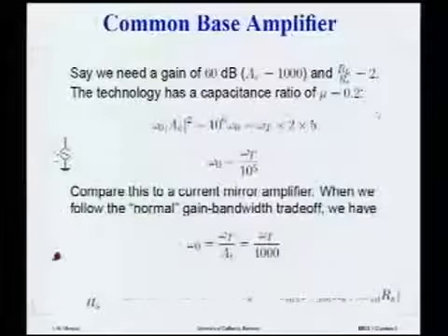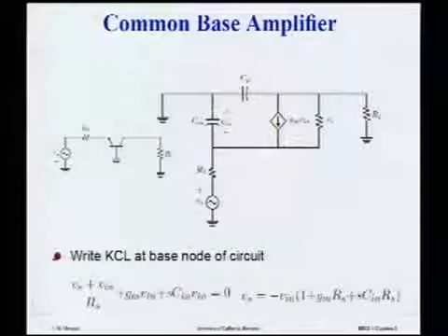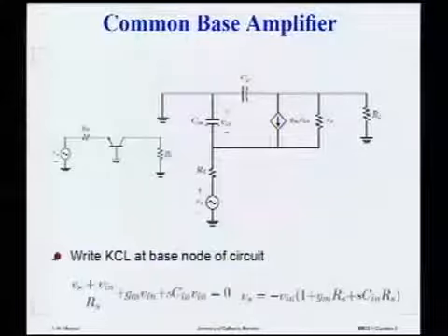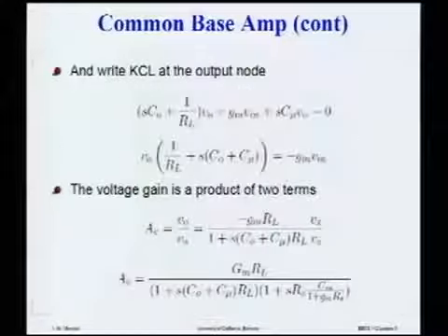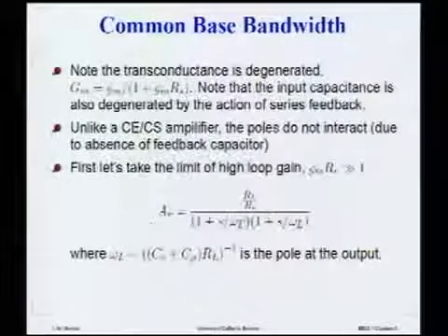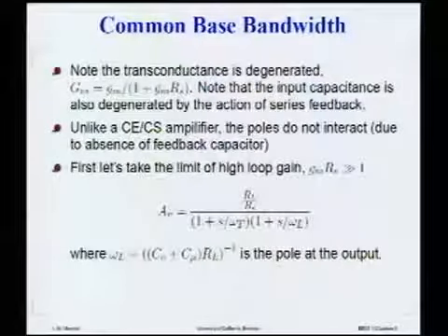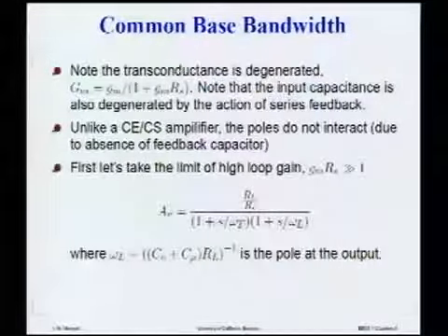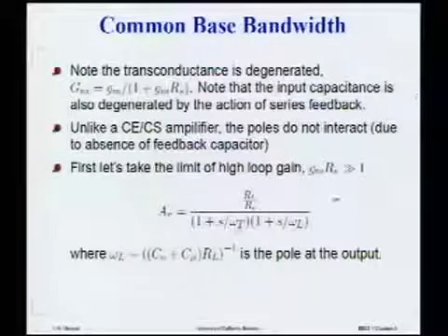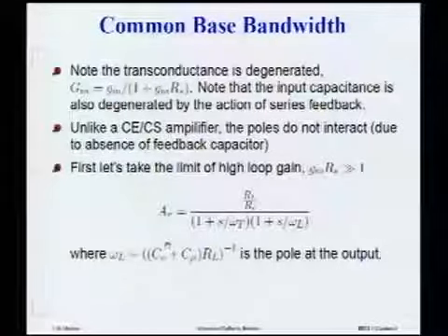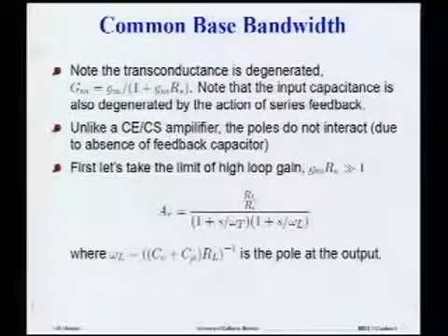So then we also looked at a common base amplifier, or common gate amplifier if you like, and we did some simple calculations and found that in fact it is very broadband. We found that under certain approximations the bandwidth has two poles both around omega t of the device itself. So common base amplifier is a very wideband amplifier stage.